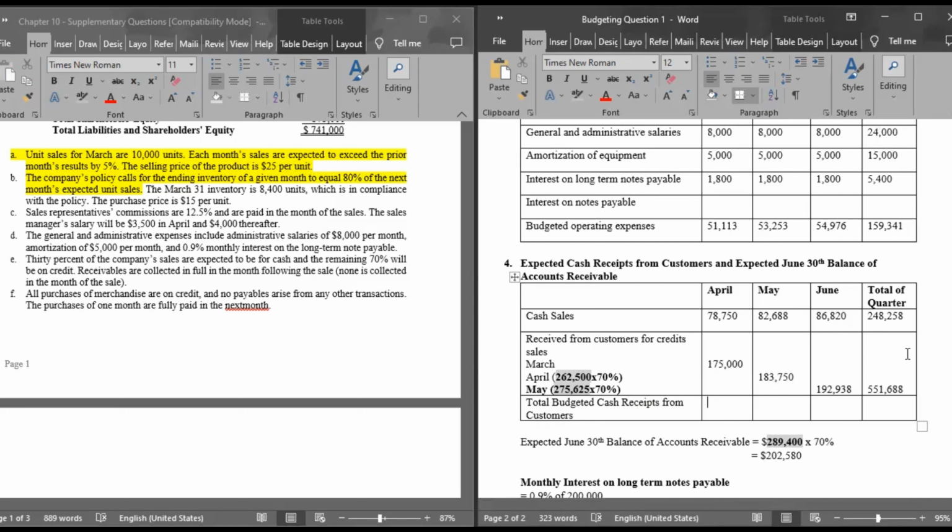month of April. Well, for when we do 70% of 262,500, why does it go to the next month? It means that we are receiving the 70% of April sales in the month of May and 70% of May sales in the month of June. Make a total for April.